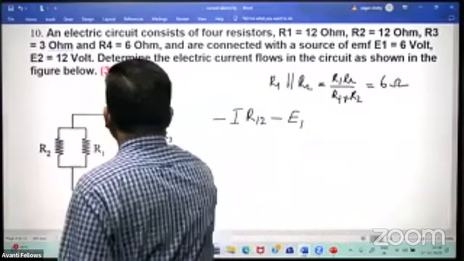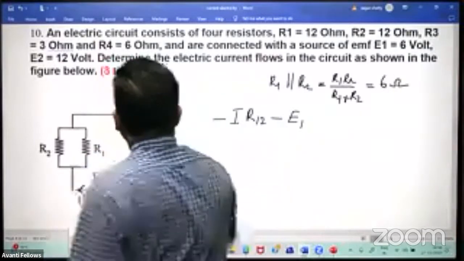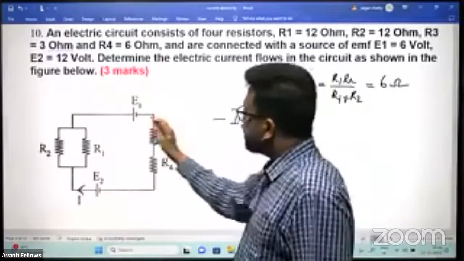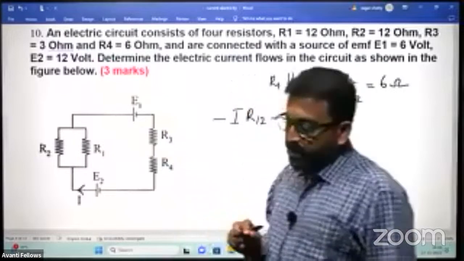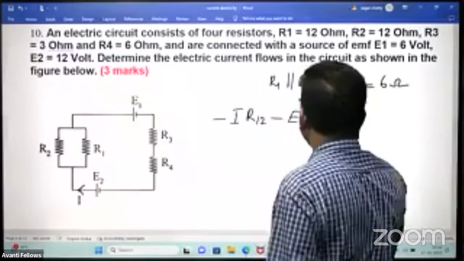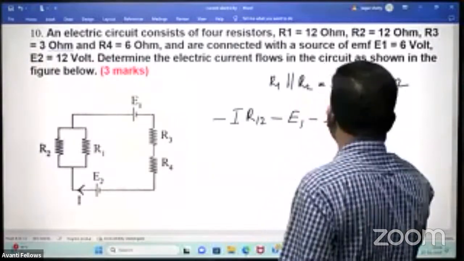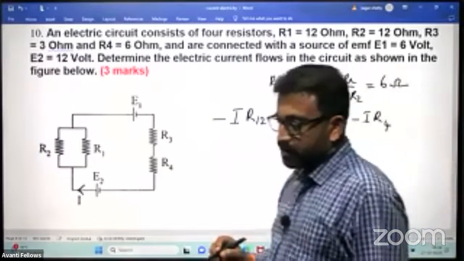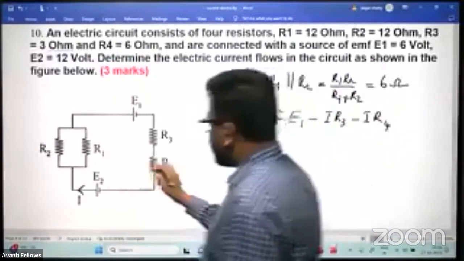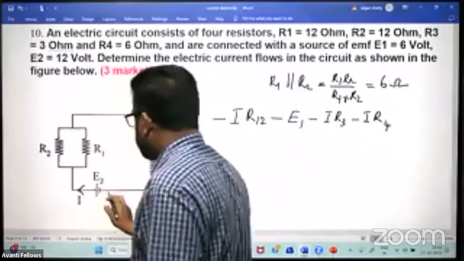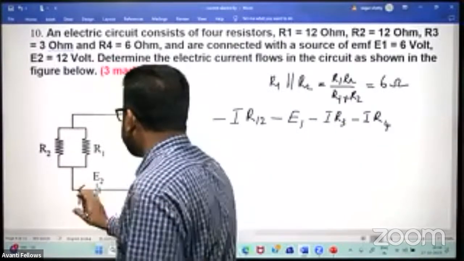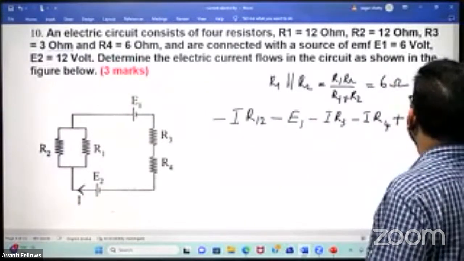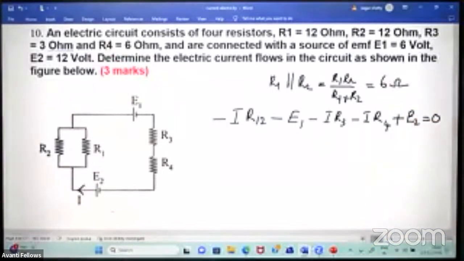E1, because we are crossing the electrolyte from positive to negative. So it is negative, minus I R3 minus I R4. Okay. Then one more EMF is there. This is E2. E2 we are crossing the electrolyte from negative to positive. So this will be plus. Plus E2 equals 0. So this is the equation.